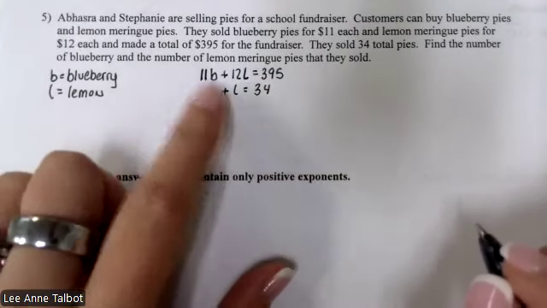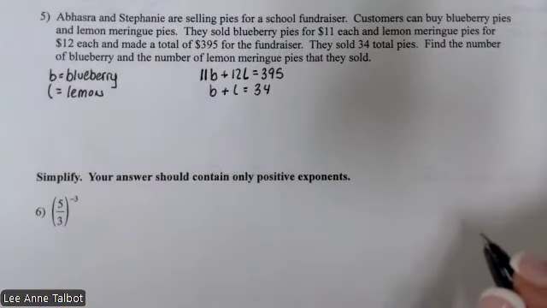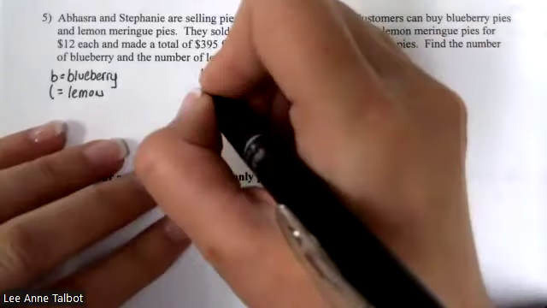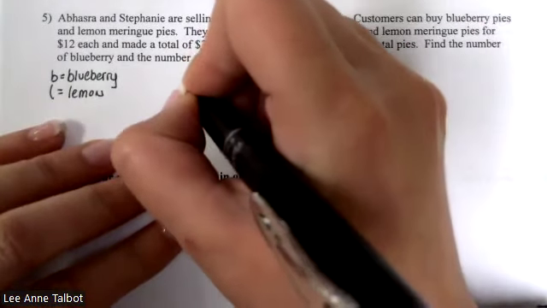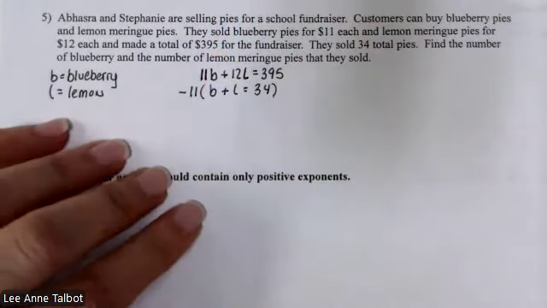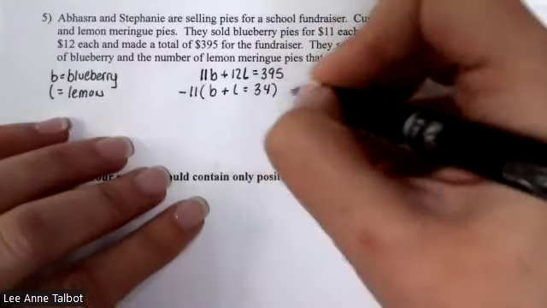Yeah, I would use elimination. And what would you multiply by? Negative 11 or negative 12, depending on whichever you like better. I like to eliminate the front if at all possible.